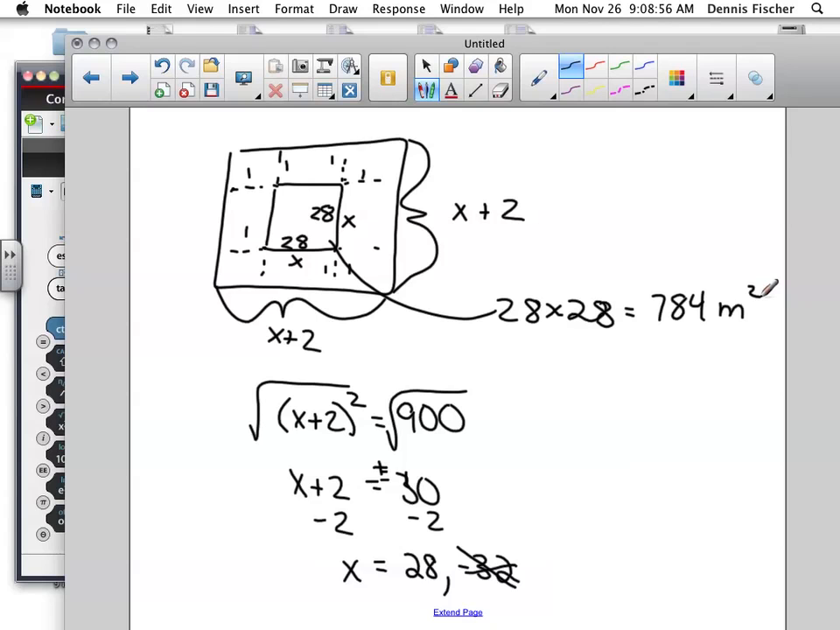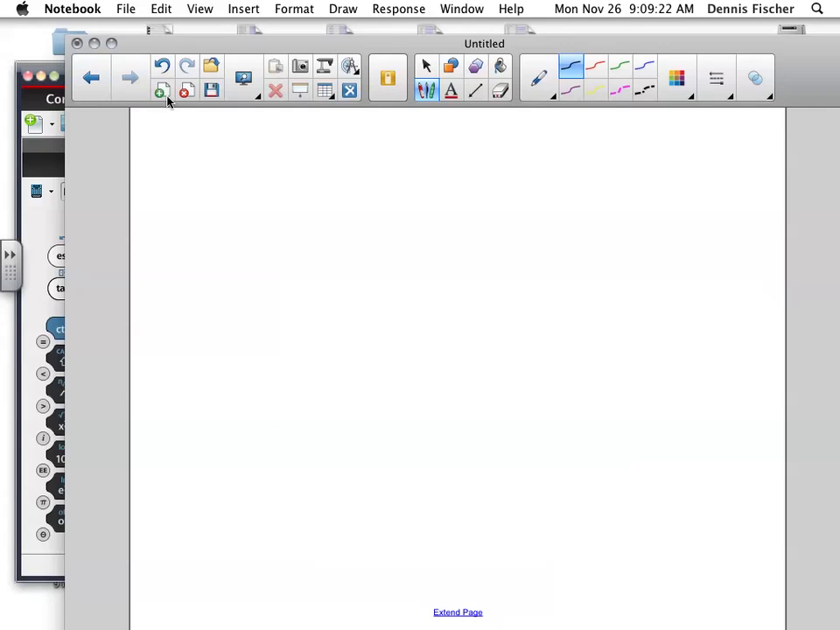Number 25. You just make a table of values. It asks you to make a table of values. Okay, so I can write down my equations here. My equations here are x squared minus 3. Right? What's my second equation?